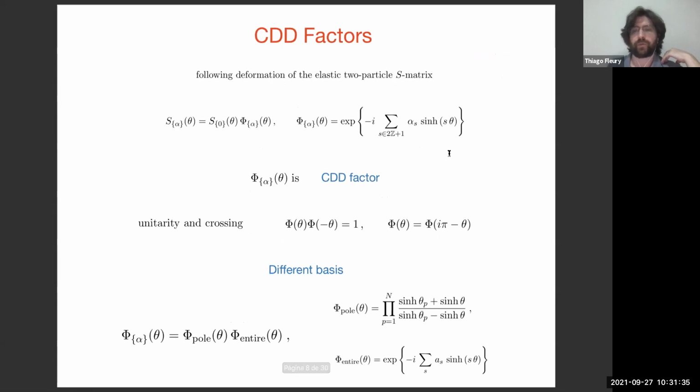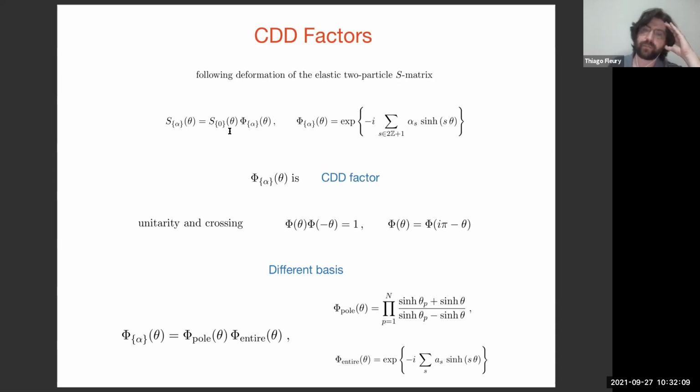And it's possible to show what happens when you turn on these generalized TTbar deformations, not only TTbar proper. It's known how the S-matrix changes. So it changes by this factor here, that's proportional to this. It depends on this S. And basically, if you put S equals 1, you return to the TTbar proper. So this will be a generalization. And this factor is known as the CDD factor.